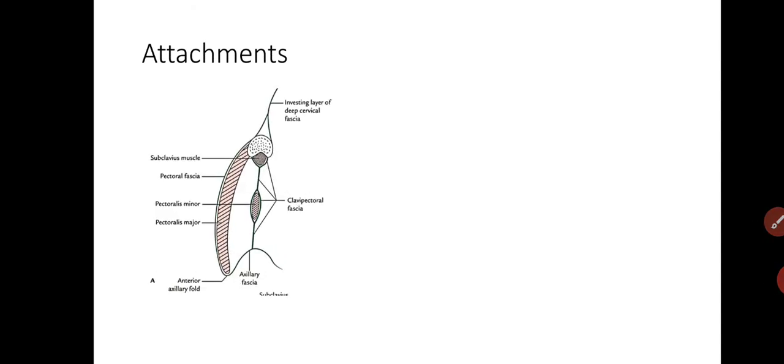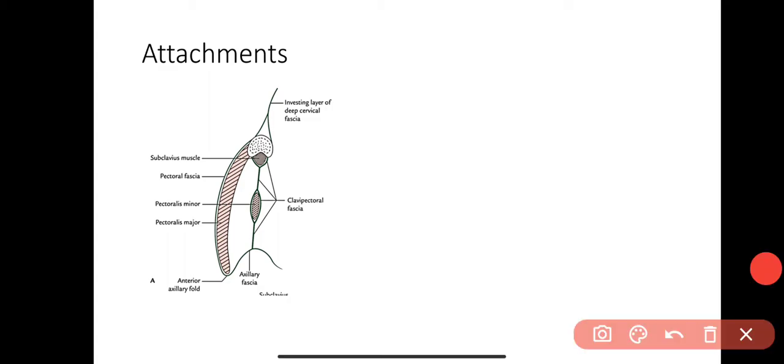Now the attachments: superiorly it is attached to the clavicle and inferiorly it is attached to the axillary fascia. Superiorly it splits to enclose the subclavius muscle, then runs downwards and again splits and encloses the pectoralis minor muscle, and then runs downwards and is attached to the axillary fascia. The part of the clavipectoral fascia between the pectoralis minor muscle and the axillary fascia is known as the suspensory ligament.